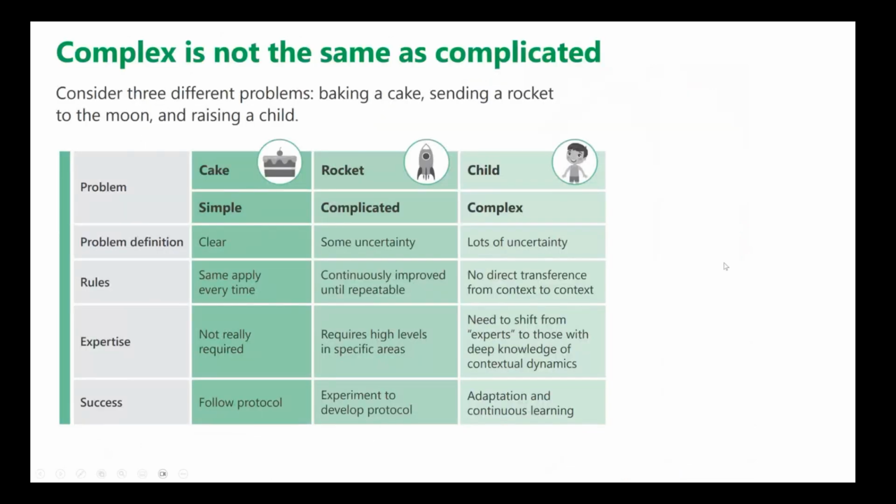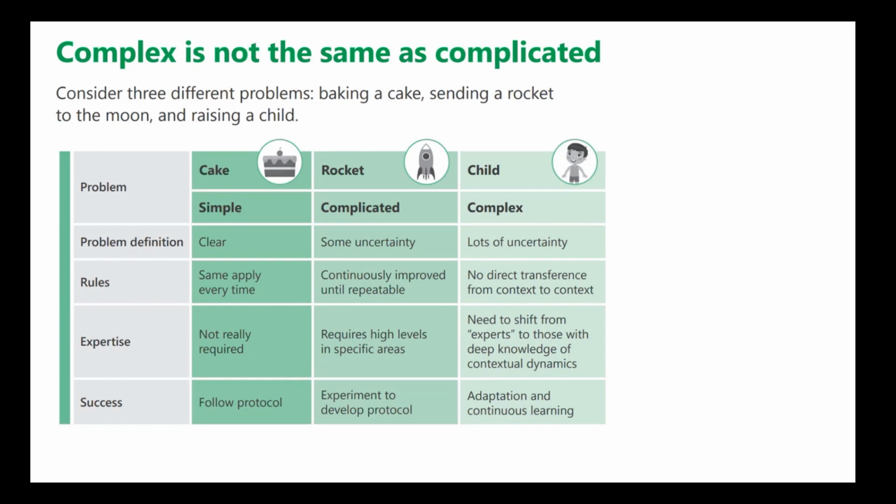And just to get this point really across, and I really like this diagram, consider three different problems: baking a cake, sending a rocket to the moon, and raising a child. If you think about baking a cake, the problem is simple, really. We just need to bake a cake, and the definition is quite clear. We know that we don't have a cake and we want a cake. If you follow the recipe, which is already set out, you've got the rules, you follow those every time, you'll get a cake. So for success, you just have to follow the recipe.